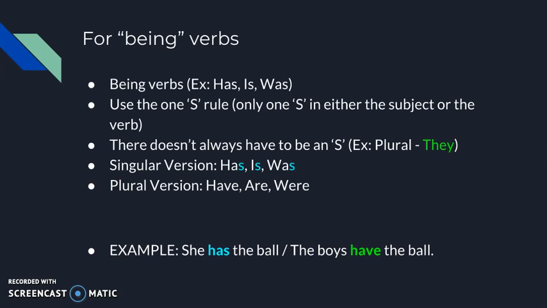We just talked about how to figure out the number of the verb and mainly focused on action verbs. Now we're going to look at being verbs such as has, is, and was. For this, we're going to use the s rule, where there can only be a maximum of one s in either the subject or the verb.